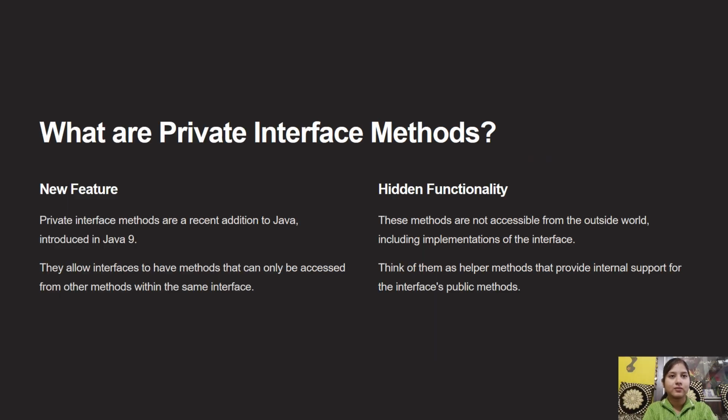What are private interface methods? The new feature is that private interface methods are a recent addition to Java, introduced in Java 9. They allow interfaces to have some methods that can only be accessed from other methods within the same interface. Coming to the hidden functionality, these methods are not accessible from the outside world, including implementations of the interface. Think of them as helper methods that provide internal support for the interface's public methods.